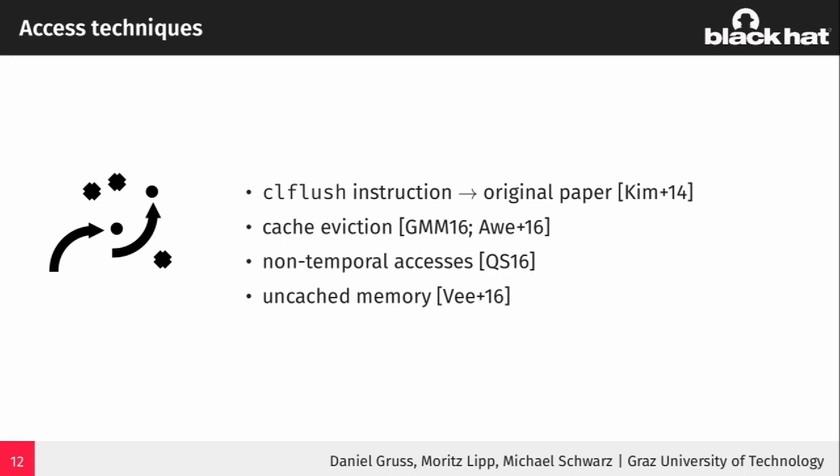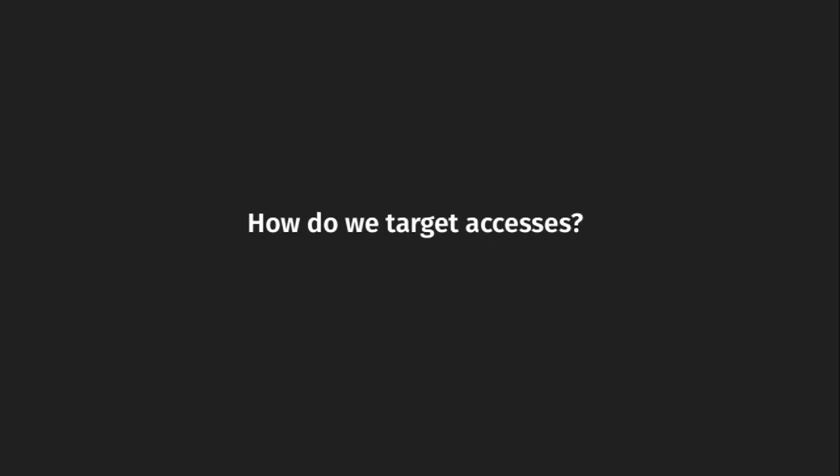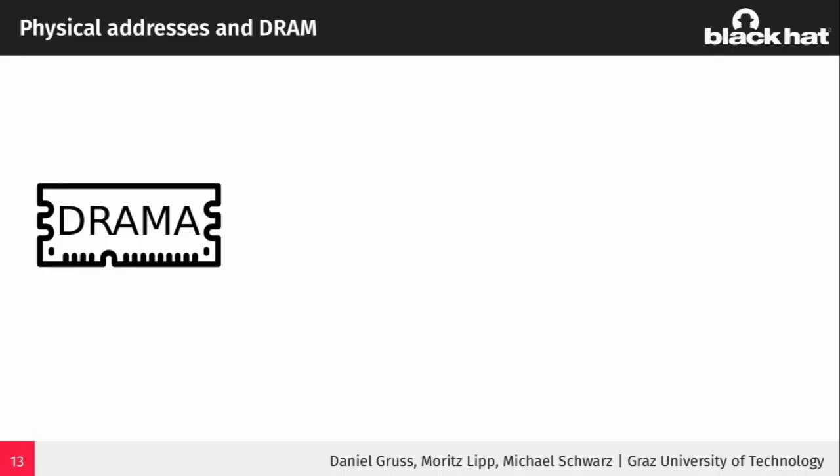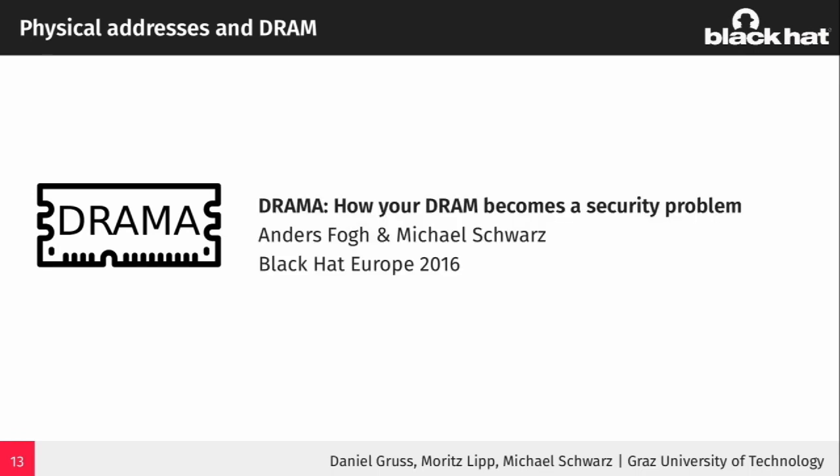So now we can have bit flips, but how do we target accesses, Michael? Yeah, so we usually don't know anything about the addresses and in which row of the DRAM they're actually stored. But luckily, in 2016 at Black Hat Europe, Anders Fogh and I presented a side-channel attack called DRAMA, which allowed us to really get a good picture of how the data is stored in the DRAM, which address maps to which part of the DRAM, and how we target specific rows in the DRAM for our Rowhammer attack.